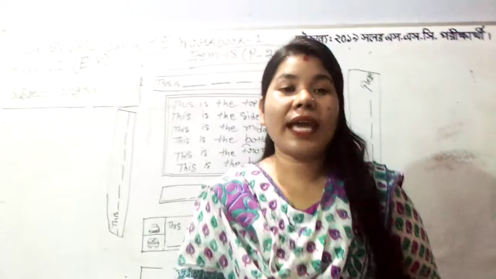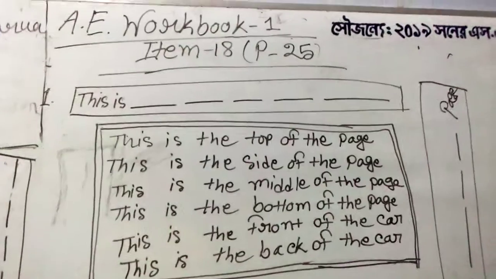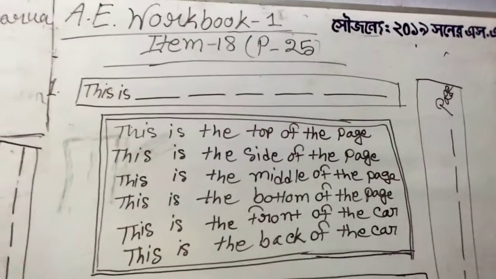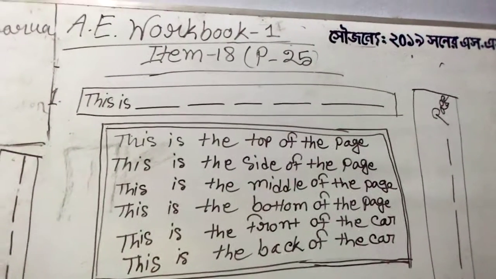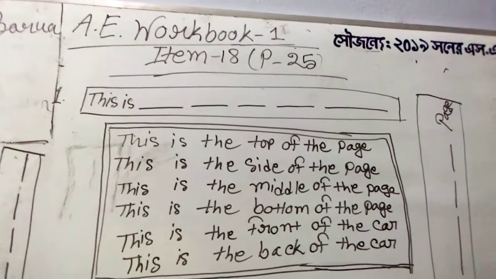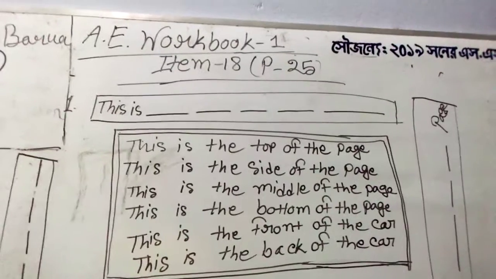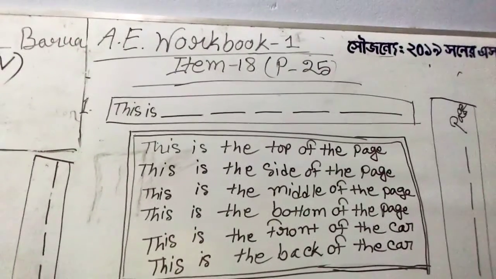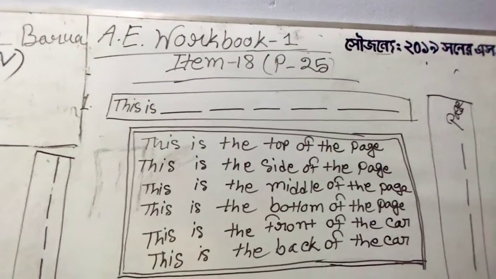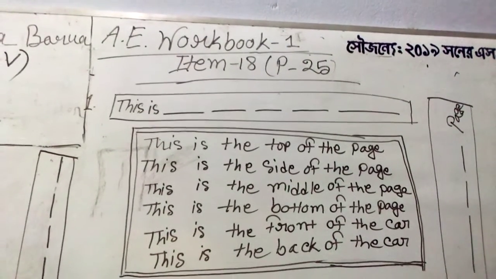That's it. So let us have a look on the board first. I have drawn the picture of the page here, in your book, page number 25. It is item number 18. We haven't gone through item number 18 yet, though it is very easy. I hope you will enjoy the class.